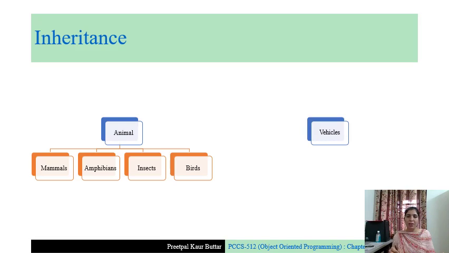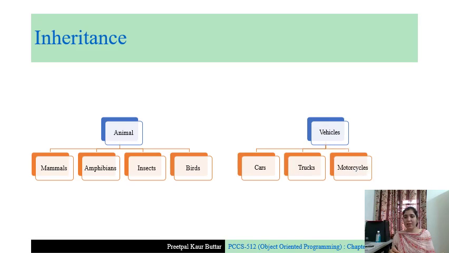Another example is vehicles. Vehicle is a general class and it can be inherited by cars, because cars are a type of vehicles. Similarly, trucks, motorcycles, buses. So all these classes are a type of vehicles, so they possess the properties which are possessed by any vehicle in general, but specifically they also contain their own unique properties. So this is inheritance.